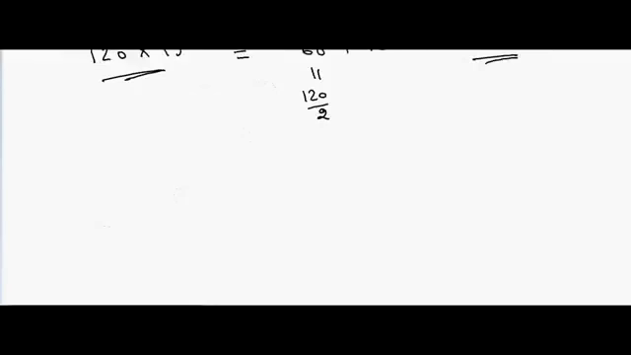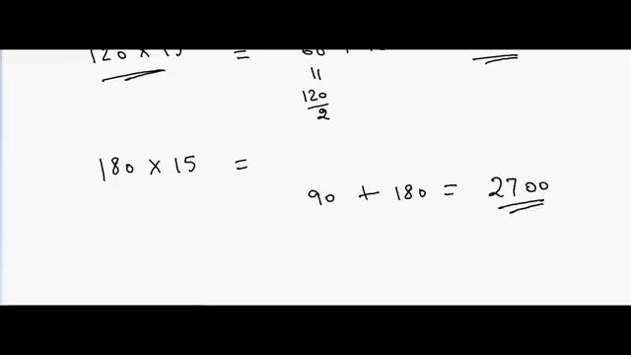So again, if I have 180 to multiply by 15, that will be equal to half of 180 is 90 plus 180, so 18 and 9, that's equal to 27. I add two zeros in the end, so that's our answer.